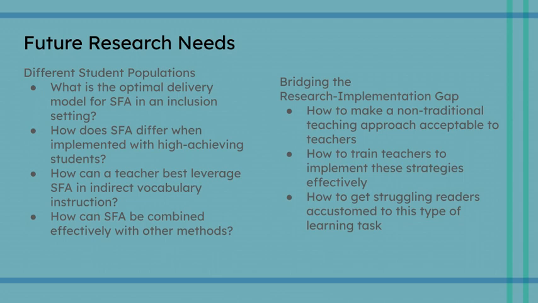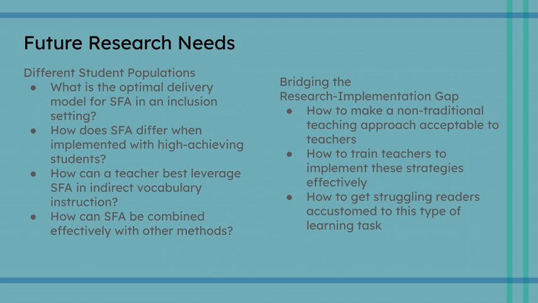And how does semantic feature analysis differ when implemented with high-achieving students? SFA research has mostly been conducted with struggling students. Also, how can a teacher best leverage SFA in indirect vocabulary instruction, and how can SFA be combined effectively with other methods? And a different topic of research is bridging the research to implementation gap.